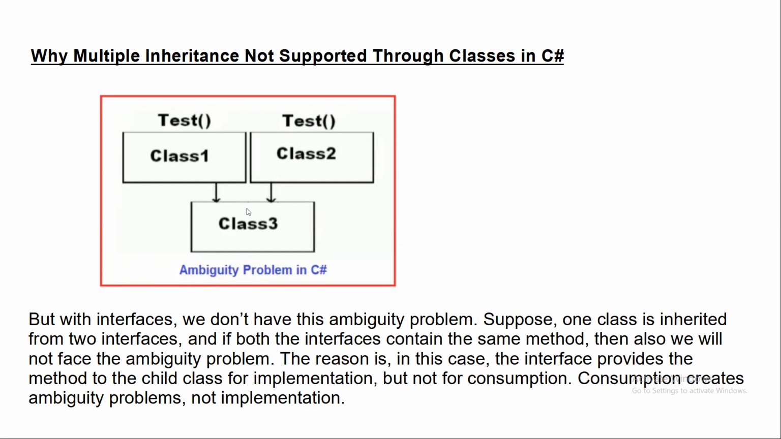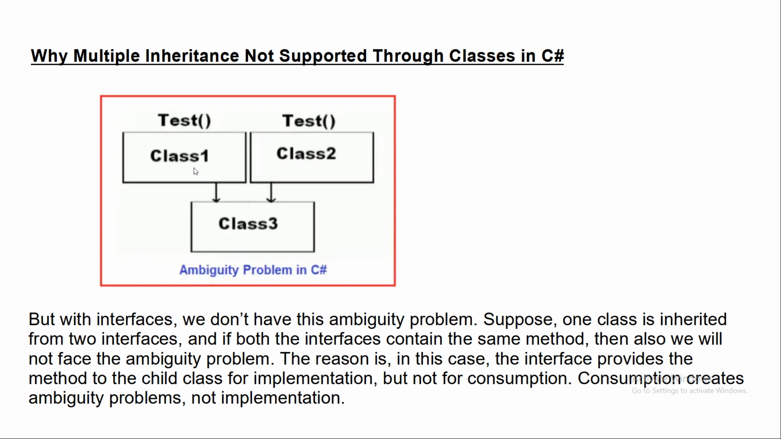The interviewer may ask why multiple inheritance is not possible using classes in C#. I told you that you can only enable multiple inheritance through interfaces, but the question is why it is not possible through classes. So that's what I try to explain here.